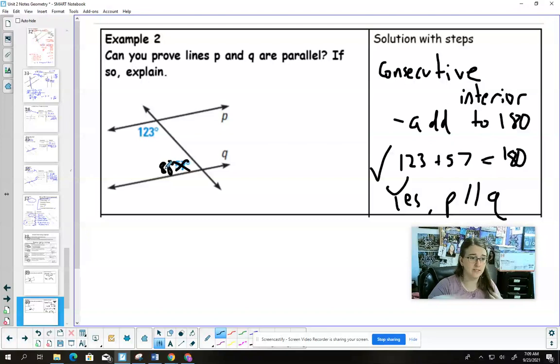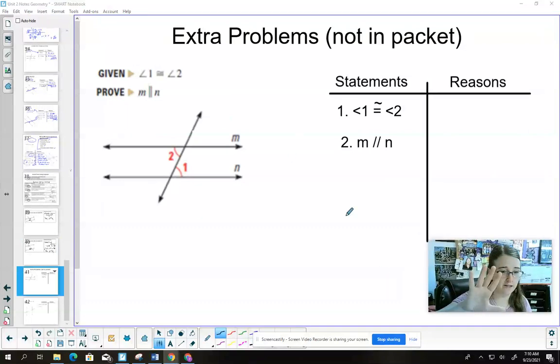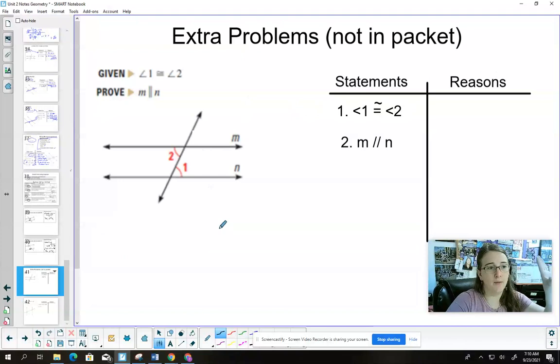So that'll be part of the assignment, is checking to make sure, just kind of informally, hey, given this information, can I know if these lines are parallel? I'm going to have you guys do two more very quick proofs here that are not in the packet. So just wherever you have space, you might want to take out a different piece of paper. We're going to do two quick two-step proofs so you can get a little taste of the formal proofs we'll be doing in class.